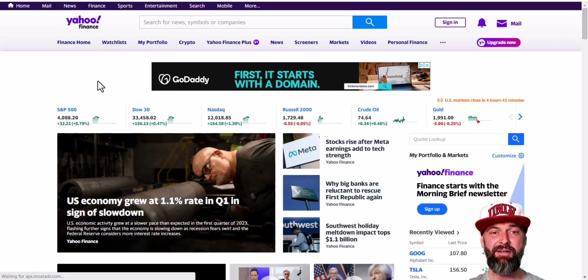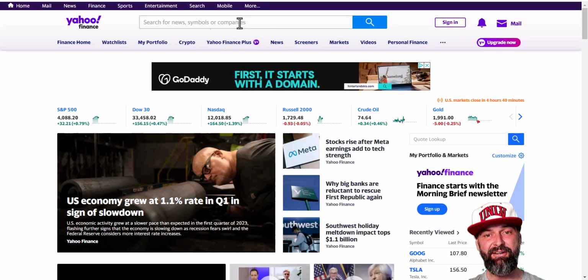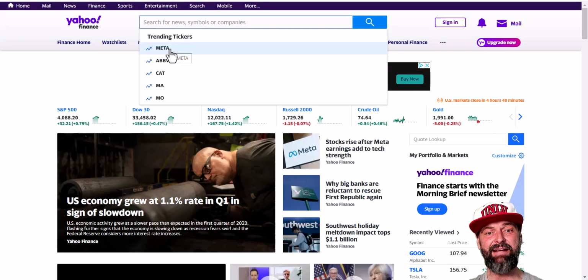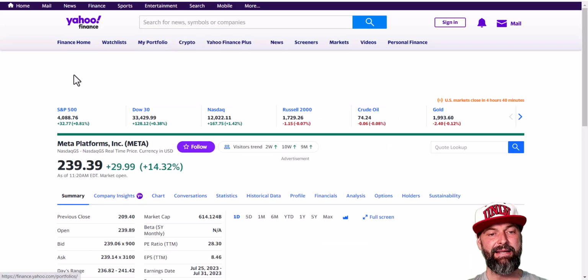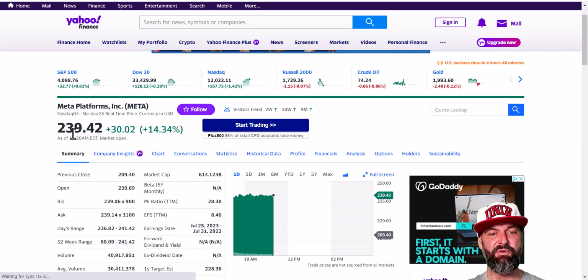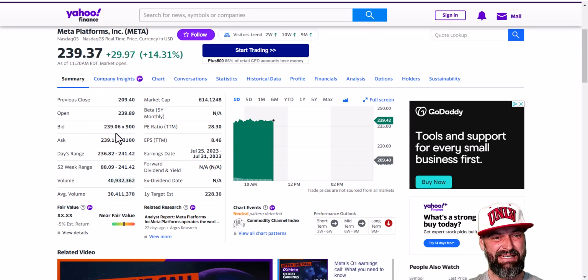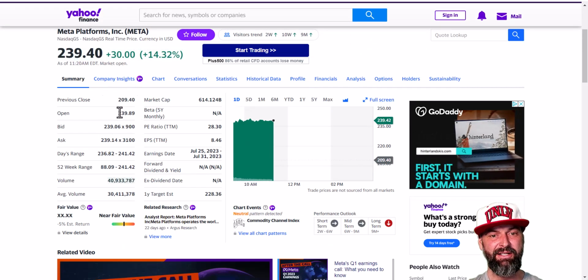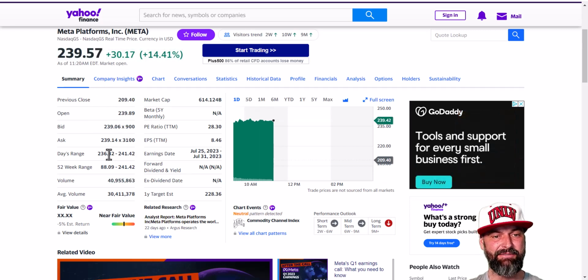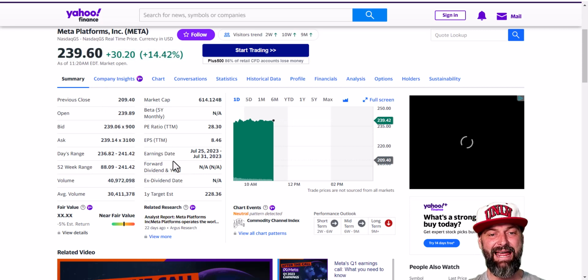Mainly for Yahoo Finance, I use this for research in companies. If you go here to the search bar, you can literally look at everything. Since Meta just popped up, we're just going to pop in there. Hit Meta. On the initial page, it gives you basic information, what it's trading at. You can see the numbers are moving as we speak. The previous day's close, the open, what the bids are, the ask, the daily range, 52-week range, I mean, everything.